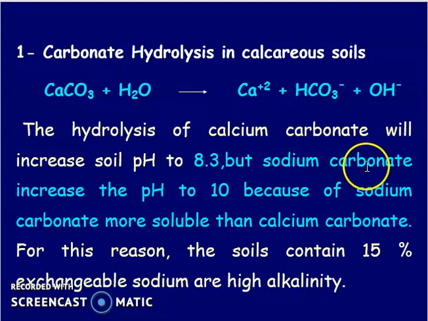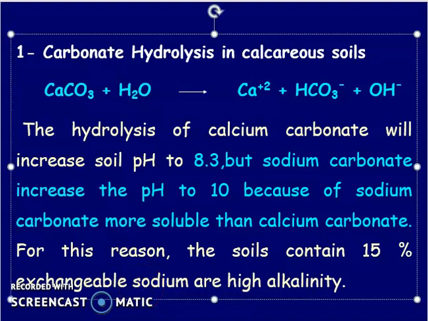However, sodium carbonate increases soil pH to 10 because sodium carbonate is more soluble than calcium carbonate. For this reason, soils that contain 15% exchangeable sodium are highly alkaline. Highly alkaline means high pH.